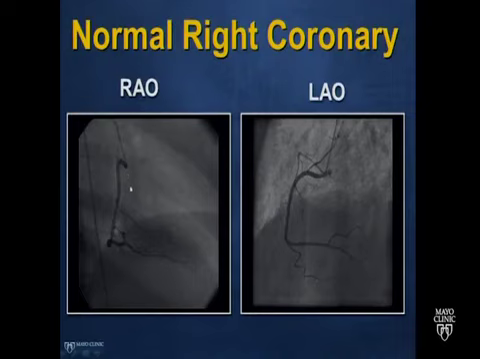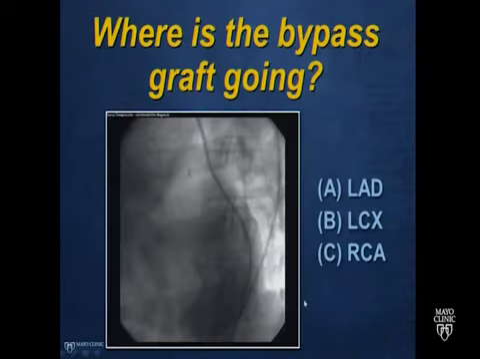Here are some views, again, of a right coronary artery that's normal. This is an REO projection. This clearly is right dominant. It's going to the inferior wall here. Here's an LAO projection going over the RV, supplying the inferior wall. Now I want you to get your clickers out and help me decide, where is this bypass graph going? A, B, or C?